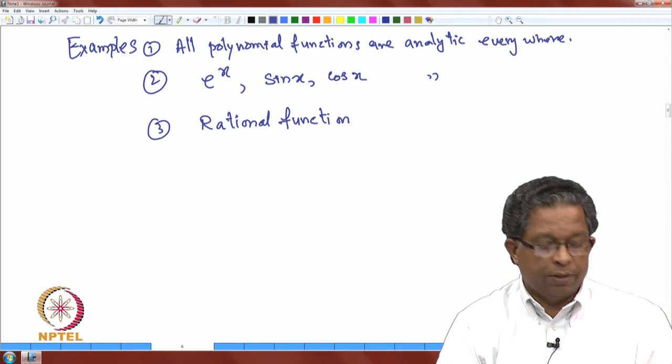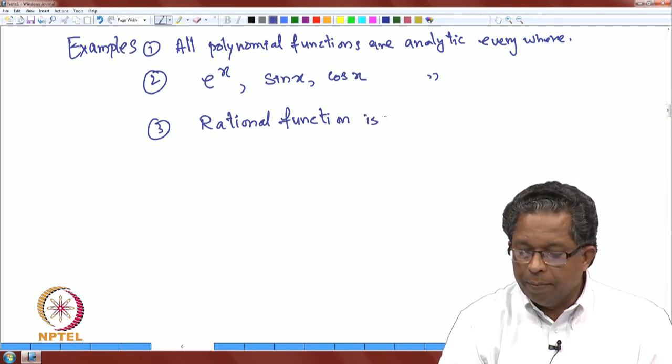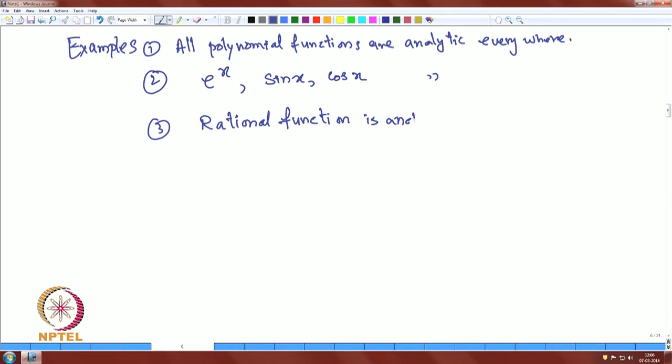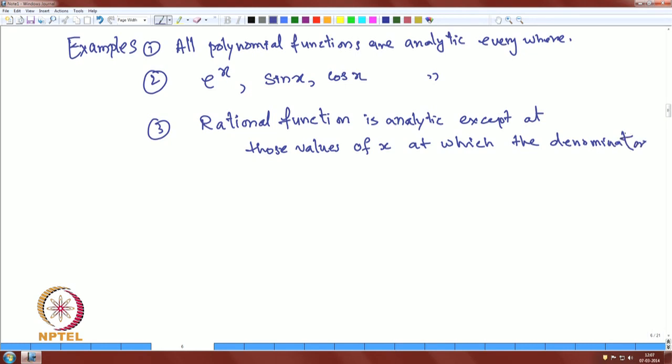So, a rational function is analytic except at those values of x at which the denominator is 0.